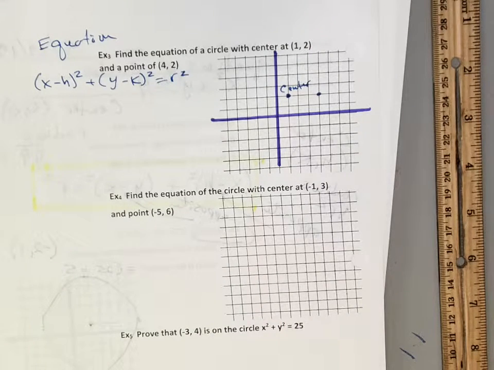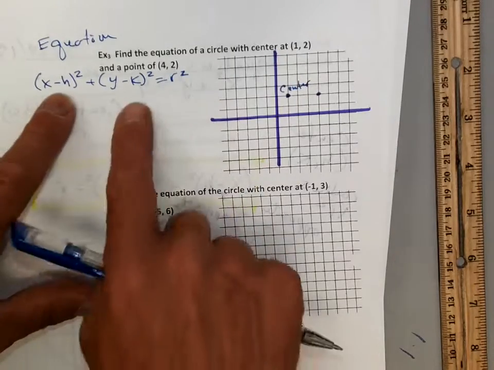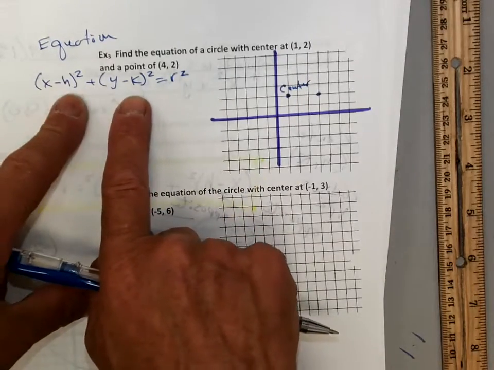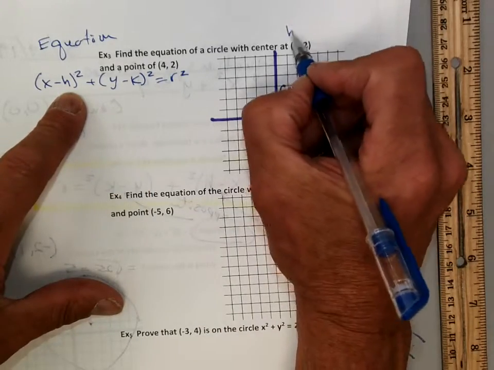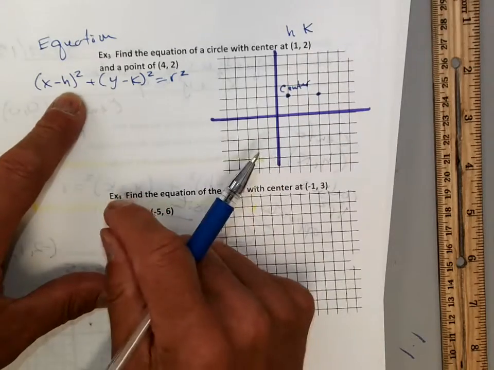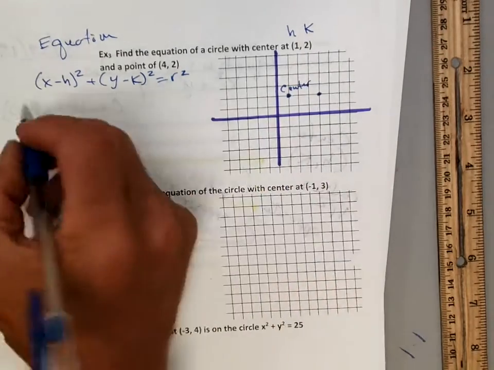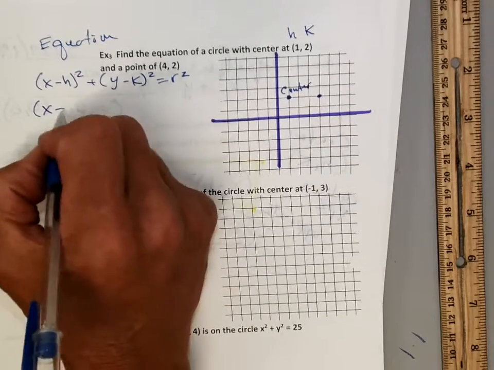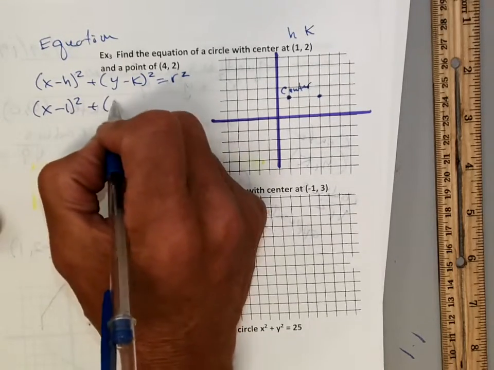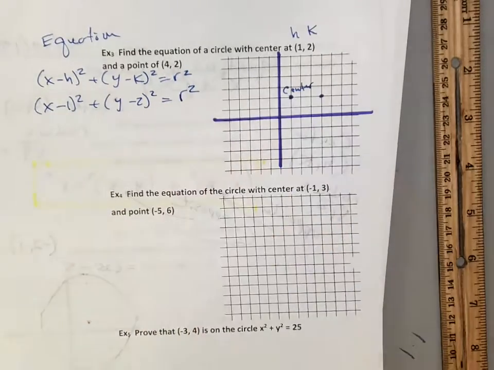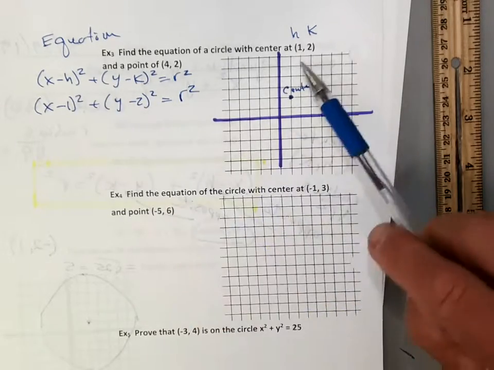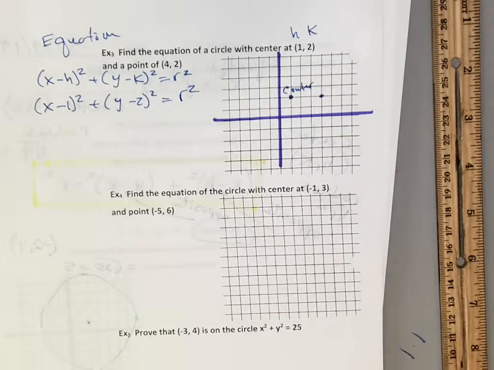Okay, so I know the center. The center's at 1, 2, so I put that into my equation. H is 1 and k is 2, because that's my center. So I can go x minus 1 squared plus y minus 2 squared equals r squared. Okay, so I've got half of my equation done. I put the 1 in for h, and I put the 2 in for k. That's not bad.